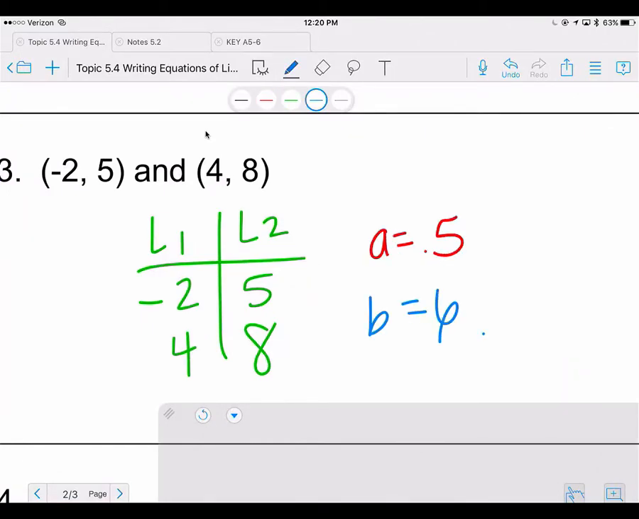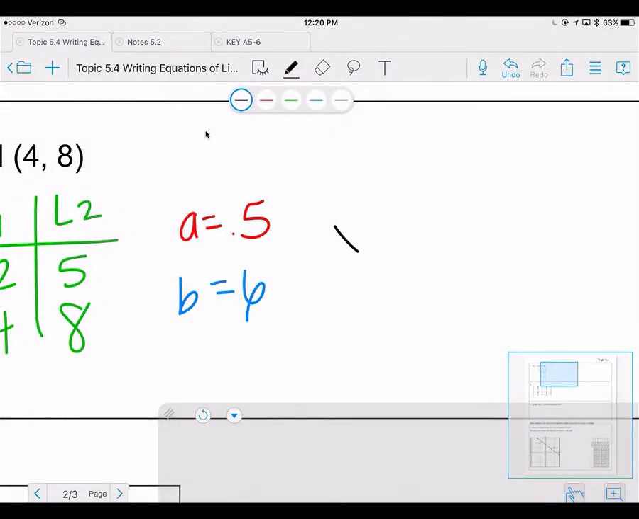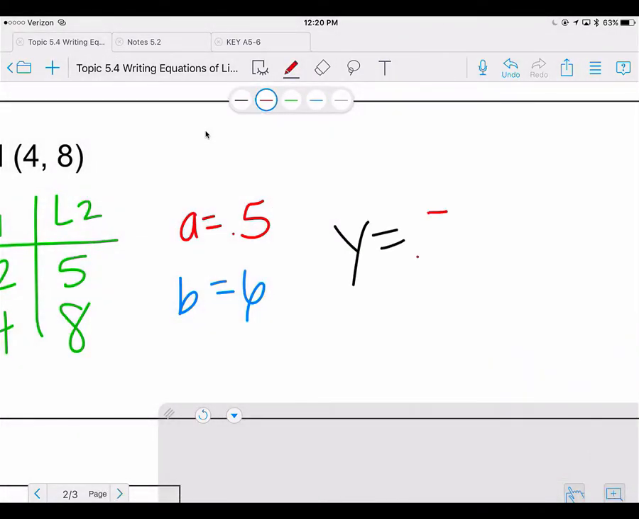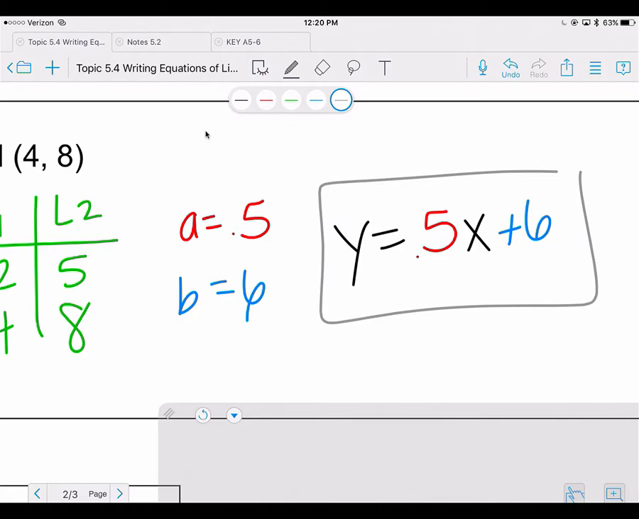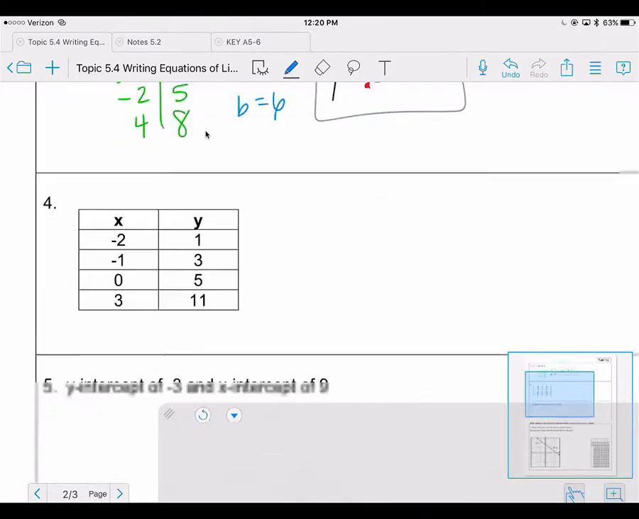So this is what I got from my calculator. So y equals 0.5x plus 6. So again, if you know the steps, you can use your calculator to be successful.